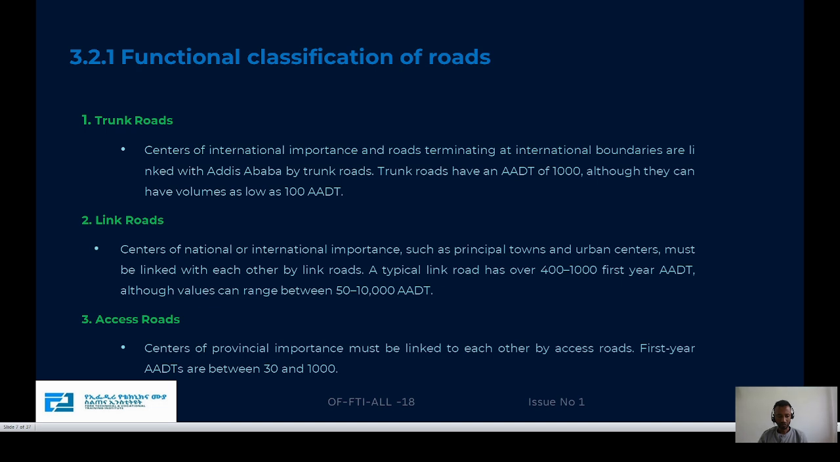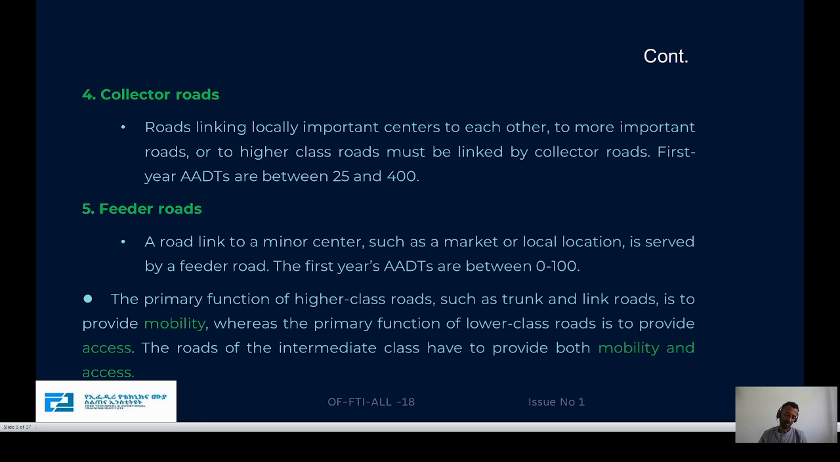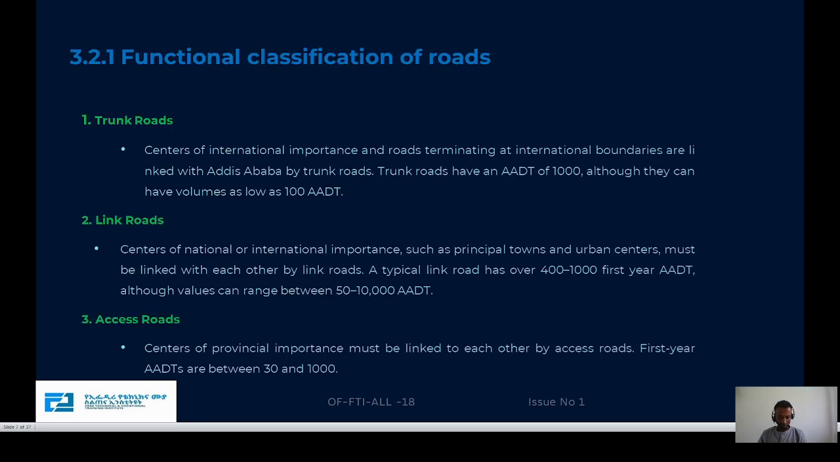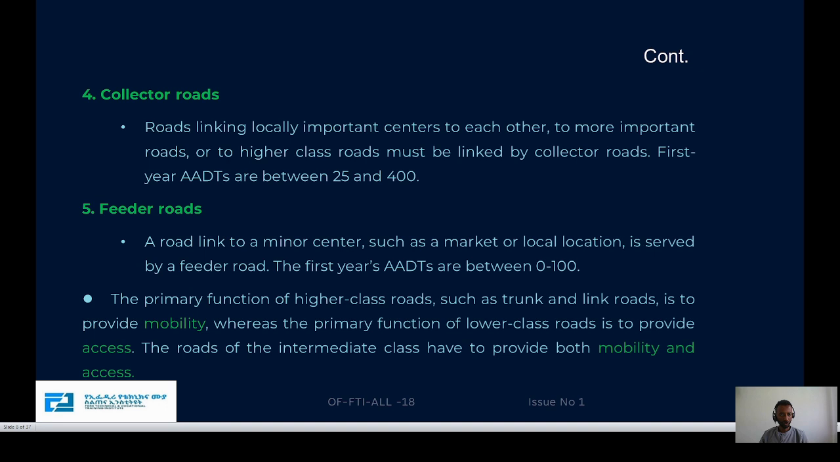And the third one is access roads. The centers of provincial importance must be linked to each other by access roads, for example, Mekelle to Gondar, Gondar to Bahar Dar. We provide access for a number of vehicles of 13 to 1000. And the collector roads will be roads linking local importance.